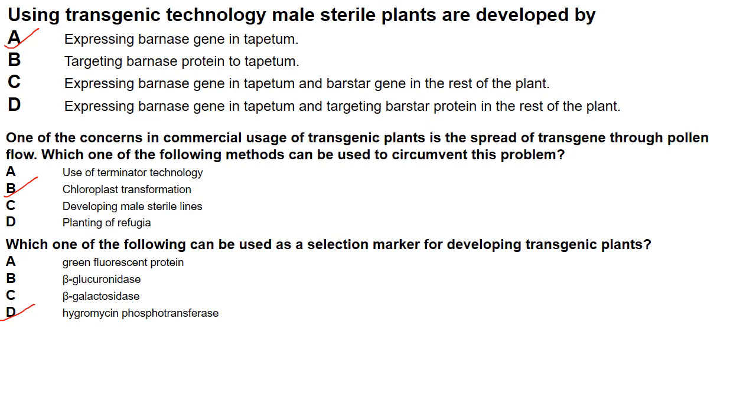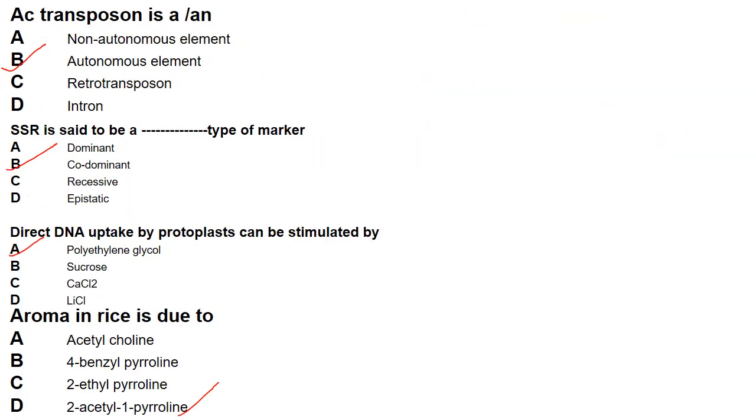The next one. Which one of the following can be used as a selection marker for developing transgenic plants? So they have asked for selection marker. It is hygromycin phosphotransferase. The others are reporter genes. Answer is option D. Then AC transposon is an autonomous element. Answer is option B. SSR is said to be a dash type of marker. It is a codominant marker.